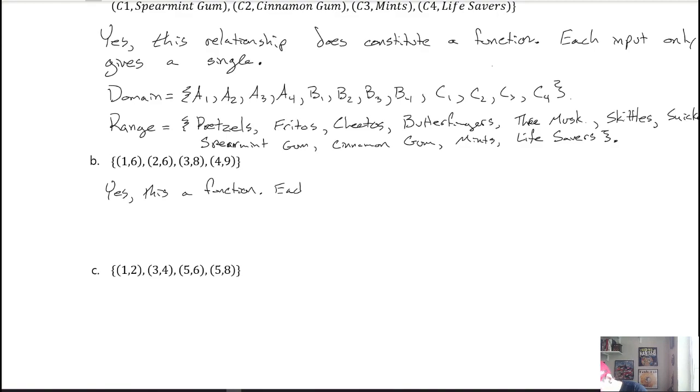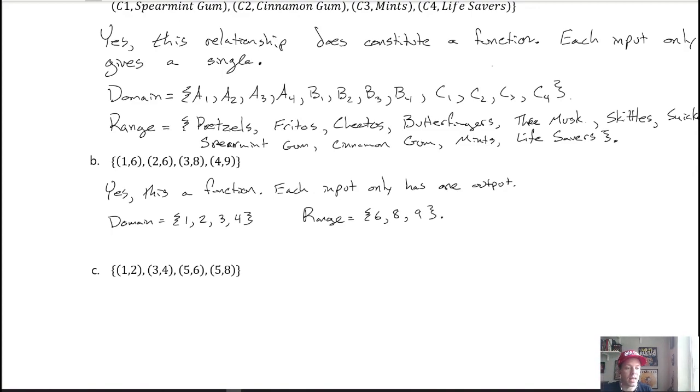Each input only has one output. Then we'll state the domain. The domain equals the set of inputs. Here we have 1, 2, 3, and 4. And then the range is the set of all the outputs. In this case, we have 6, 8, and 9 as the things we could possibly get out of this function.